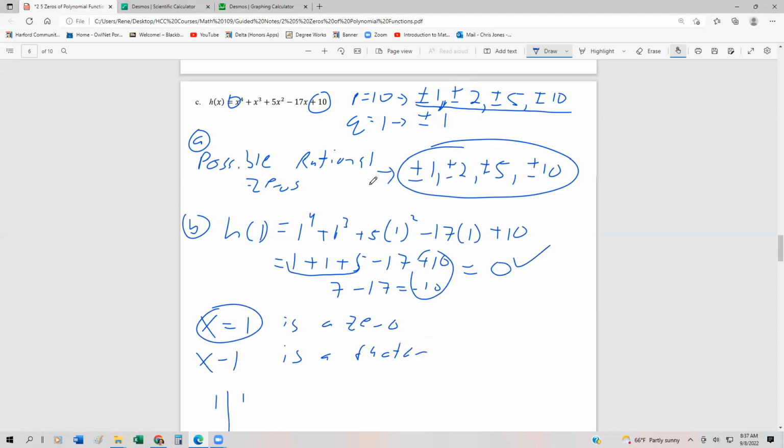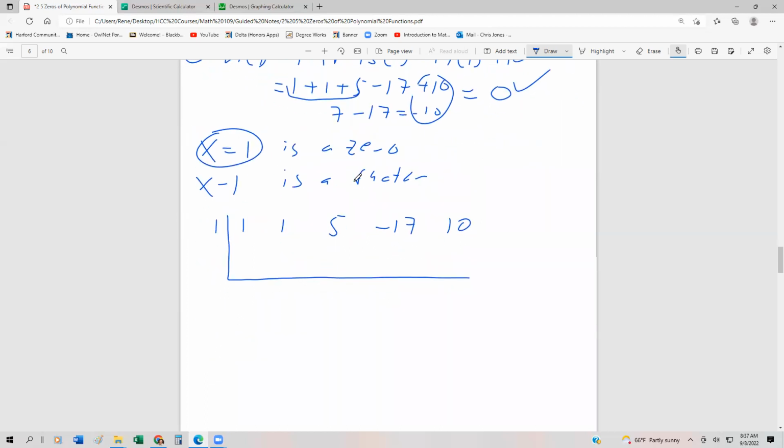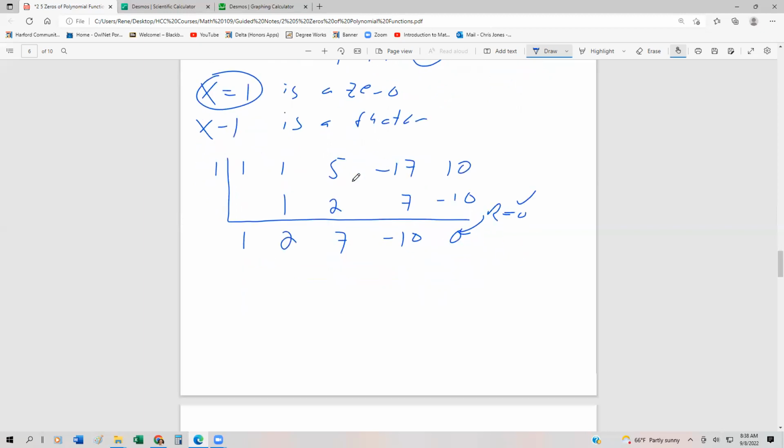So we have x to the fourth, x cubed, 5x squared, negative 17x, and 10. And so we just go through our synthetic division, drop down the 1. 1 times 1 is 1. 1 times 2 is going to be 2. 1 plus 7 is going to give us 7. And so we get a negative 10. And then finally, 1 times negative 10 is going to give us a negative 10. And that means our remainder is 0.